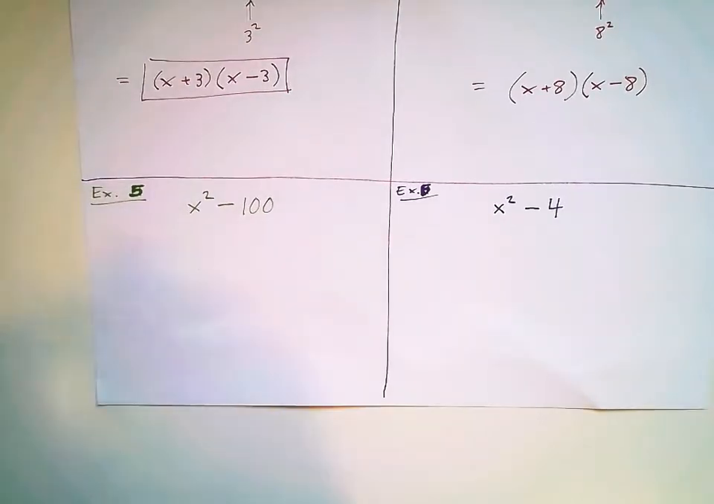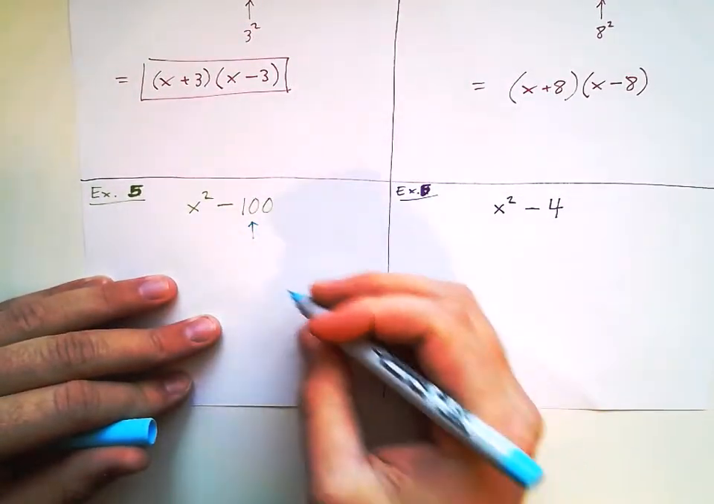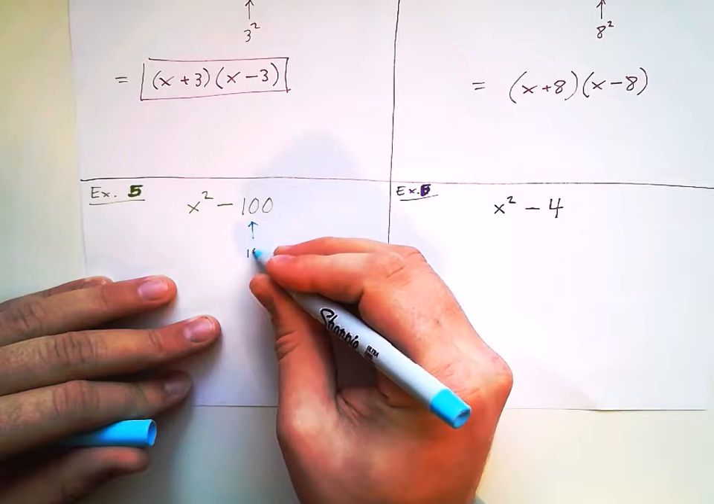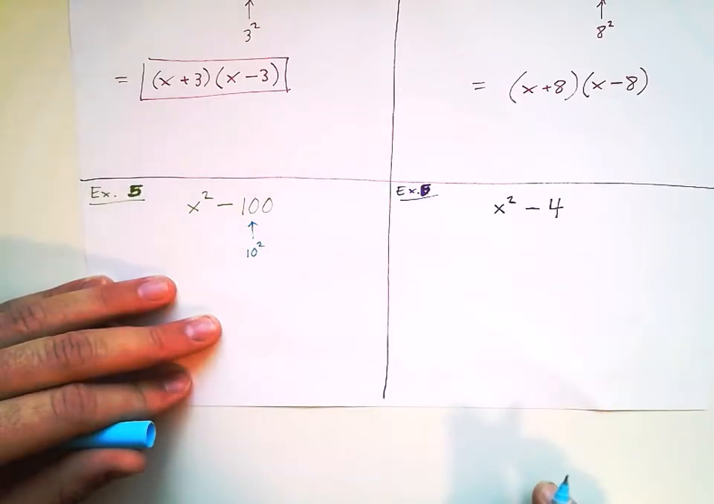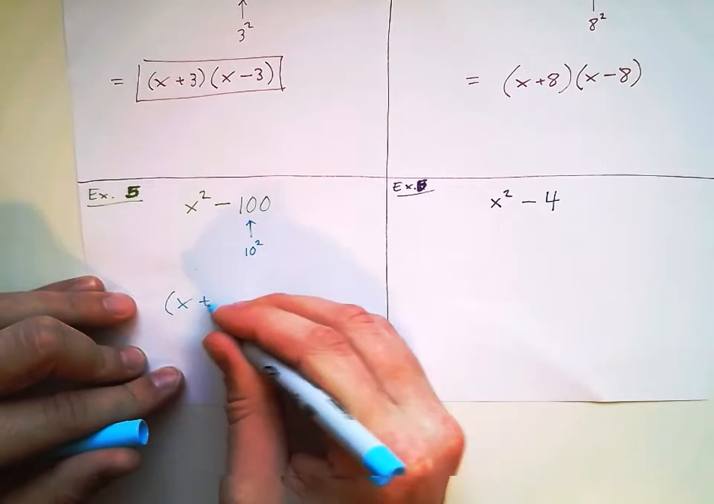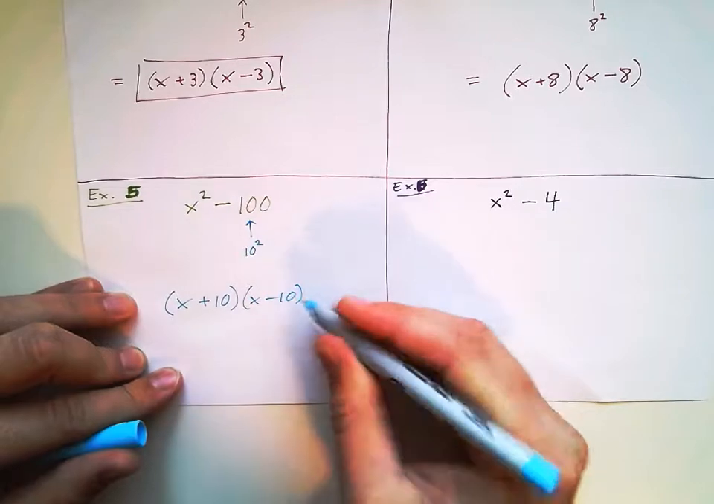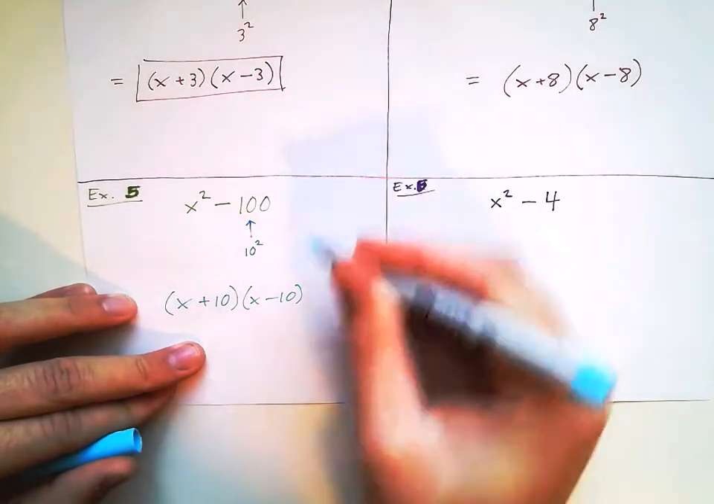Next couple examples. What squared gives you 100? 100 is 10 times 10, or 10 squared. So that's going to give me (x + 10)(x - 10), which will multiply together to get you that.